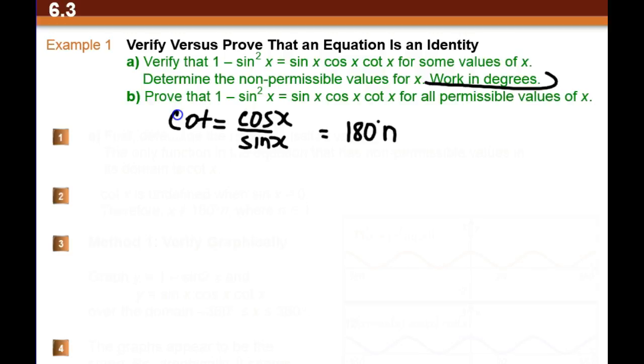Okay, so it says verify that 1 minus sine squared x is equal to sine, cos, and cot. Okay, so we need to verify this first. So let's just choose, and it says for the same value of x, so we can just choose a random value for x. I always like 30 degrees just because sine 30 is a half or 0.5. It sometimes makes for easier decimals. So this is where we always did a left side and a right side.